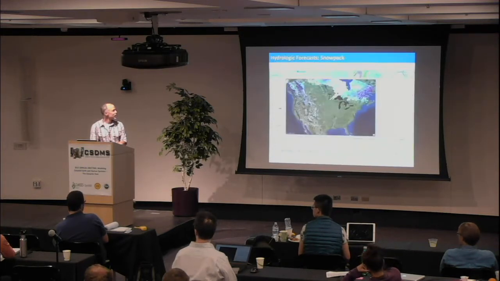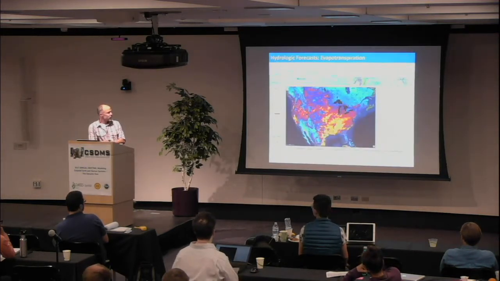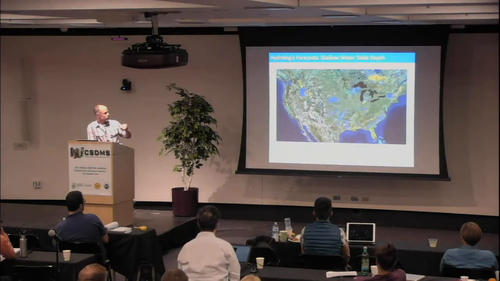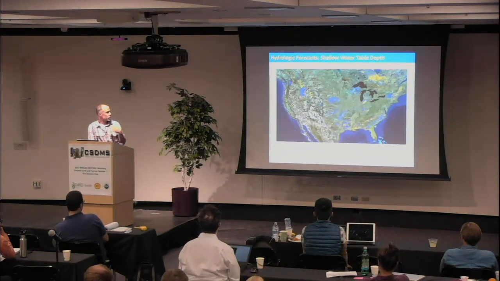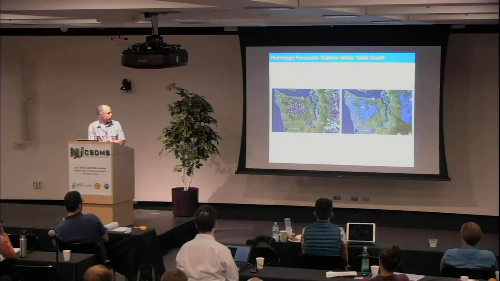Okay, all right, so snowpack, evapotranspiration, that's just another high-level map of the shallow water table depth. You can zoom in and look at a number of these.